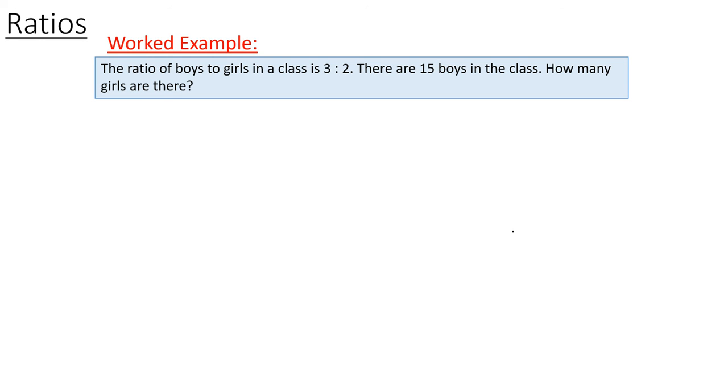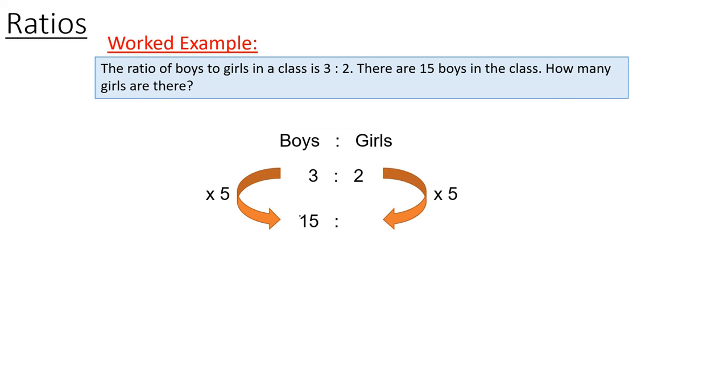A worked example, if you copy this as we're going along. The ratio of boys to girls in a class is 3 to 2. There are 15 boys in the class. How many are girls? If there's 15 boys, how do we get from 3 to 15? We multiply by 5, so therefore we have to do the same thing to the other side. We also multiply it by 5, which gives us an answer of 10. So there are 10 girls in the class to 15 boys.